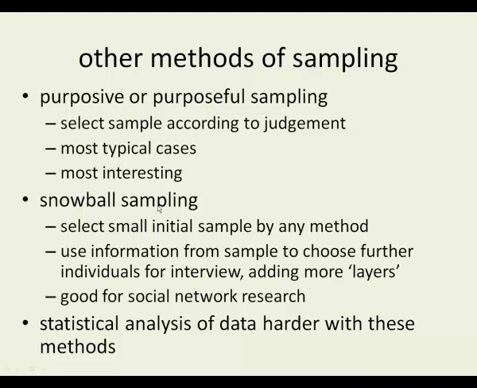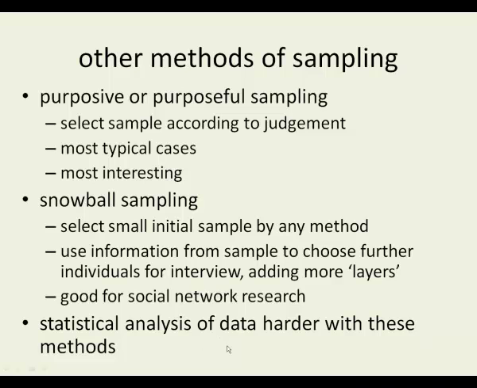Snowball sampling is a similar thing, except here you get your small initial sample by any method, and then using the information from the sample themselves, you choose further individuals. So you add more layers. It's good for social network research. So you interview somebody and then you ask, or you find out through them, contacts to carry on your interviewing, and so on. Statistical analysis of data is much harder with these methods because you're not quite sure on which basis people have been selected.